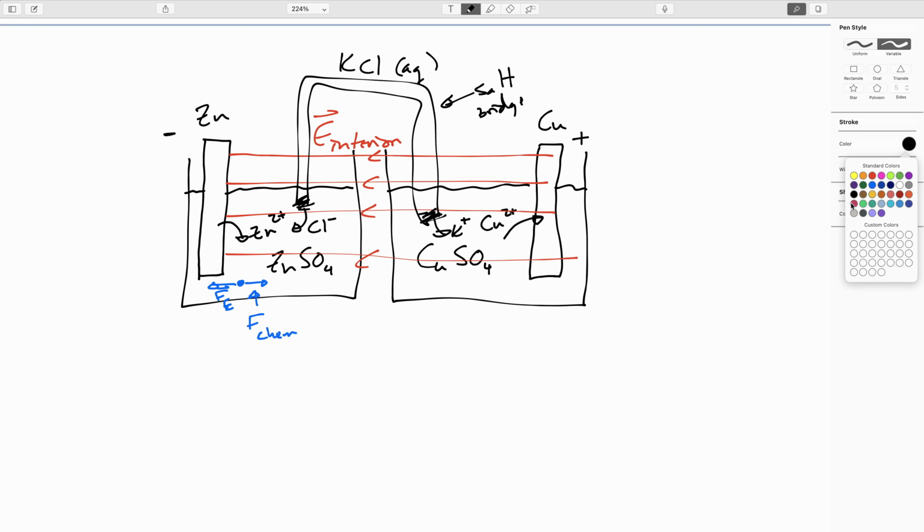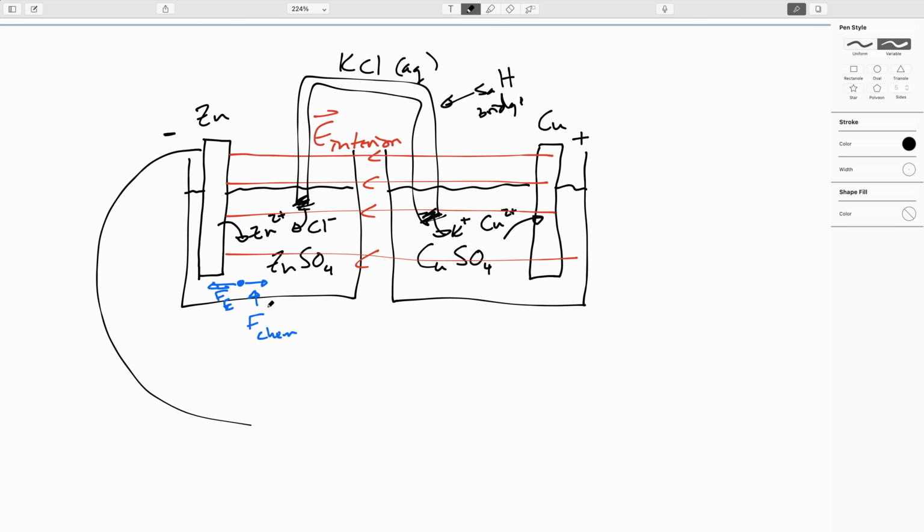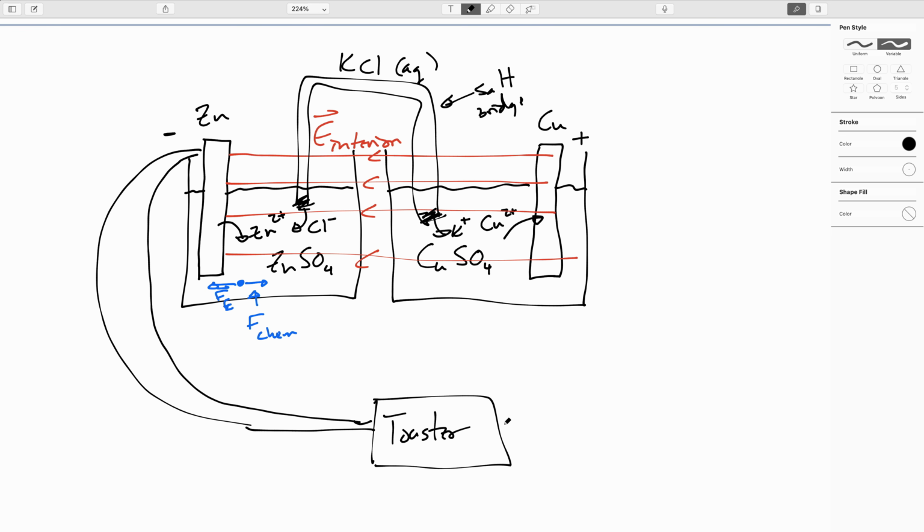So how do I get this to keep running? Well, I get this to keep running by attaching some leads to this. And this time, instead of thinking about high resistance wire or something like that, I'm going to stick a toaster here, which is actually just a whole collection of high resistance wire. But again, it'll be the same deal.